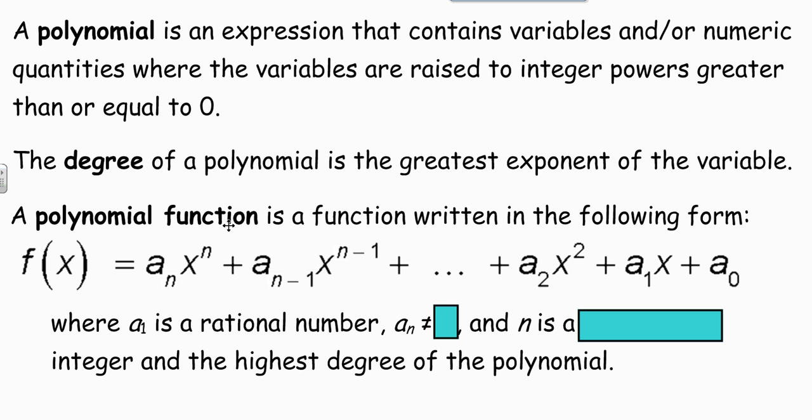A polynomial function is a function written in the following form. And guys, I know this looks really strange and ugly, but don't worry about it. That's just standard mathematics garble. Where a sub n is a rational number and a sub n does not equal 0. That means we don't have a leading coefficient of 0. And n is a non-negative integer. That means we're talking about the counting numbers and the highest degree of the polynomial.